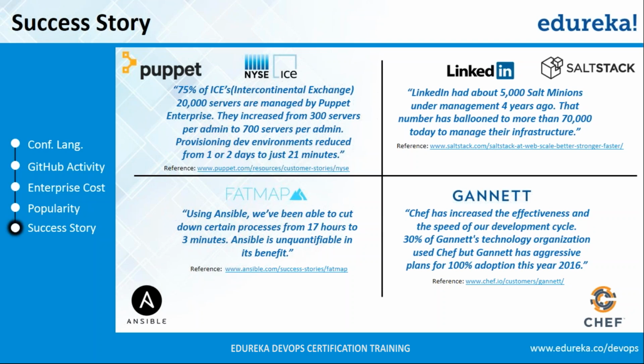That is amazing. When we talk about SaltStack, LinkedIn is using SaltStack, and earlier they were using 5,000 salt minions around 4 years ago, and now they're using 70,000 salt minions. Gannett is using Chef, and earlier 30% of Gannett's technology organization were using Chef, but this year they have converted that 30% to 100%. Isn't that amazing, guys? When we talk about Ansible, FatMap is using Ansible, and they say that with the help of Ansible, they are able to cut down certain processes which used to take 17 hours to 3 minutes. That's amazing.